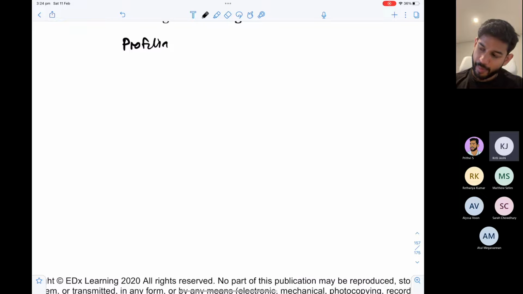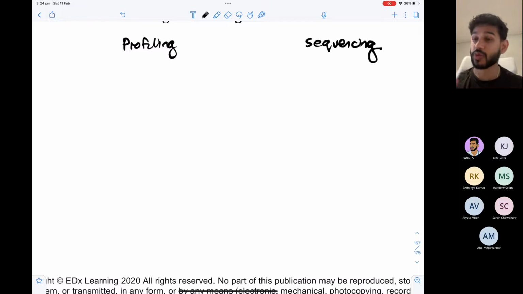Profiling is basically identifying the order of nucleotides, whereas sequencing determines the genotype. Oh, careful. You said profiling order of nucleotides. Do you agree with that, or did you mean it the other way? Oh, sorry, the other way around. Yeah, good. No, it's all right. Sometimes when I speak fast, I say the exact opposite, but I know what you meant.